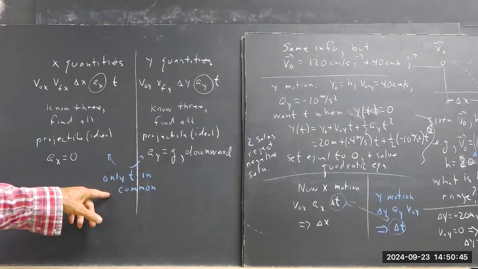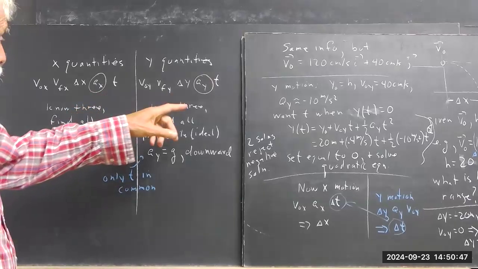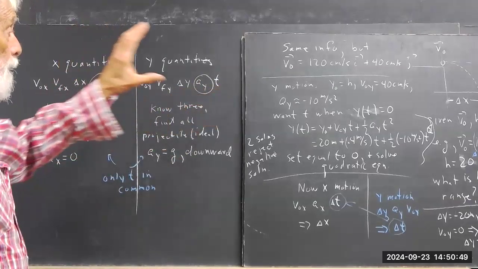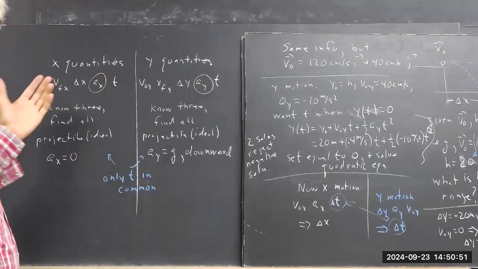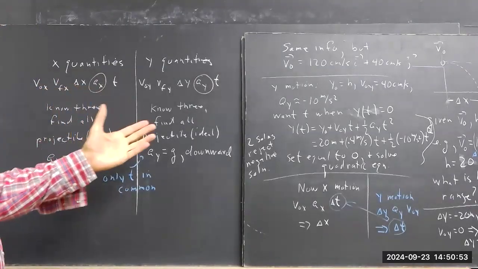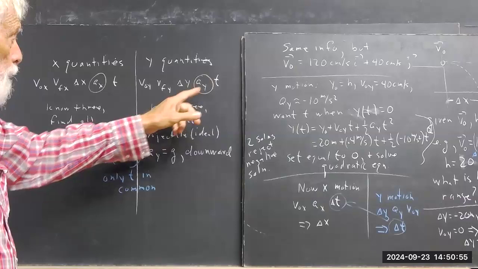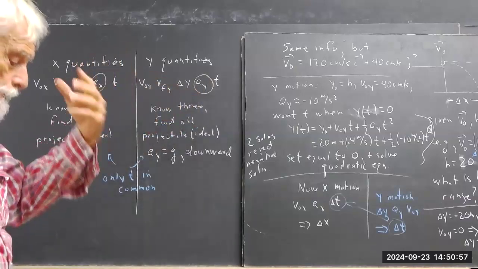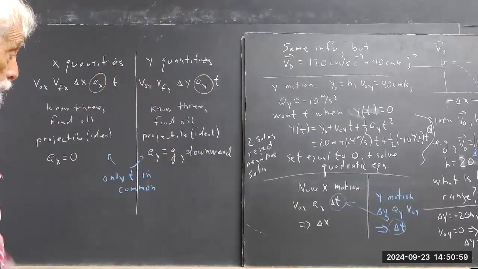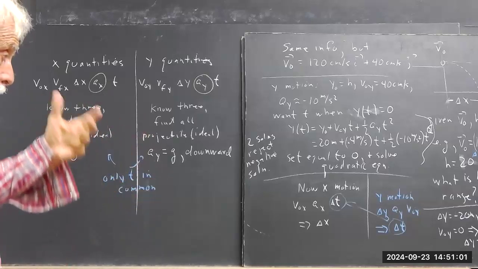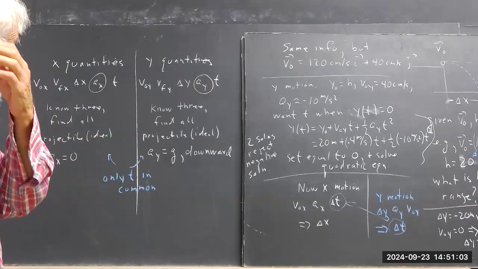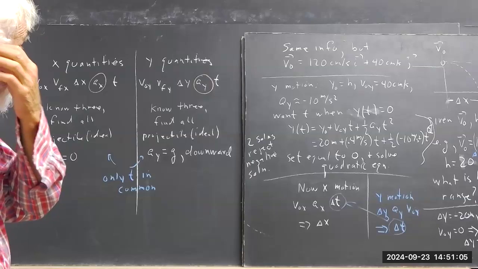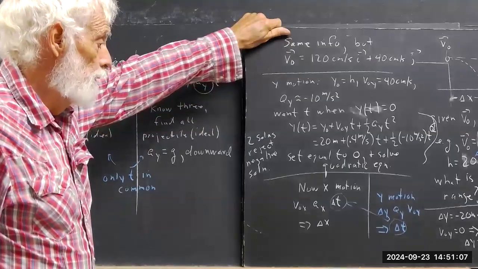Okay, so you have T in common. So if you can solve either one of these for T, they give you something else that you can use in the other one. So if you can solve the X motion for T, then you've got T and AY. You need only one of these 3 quantities in order to solve it. So the details, I would leave up to you. Now here we did work through a few details.